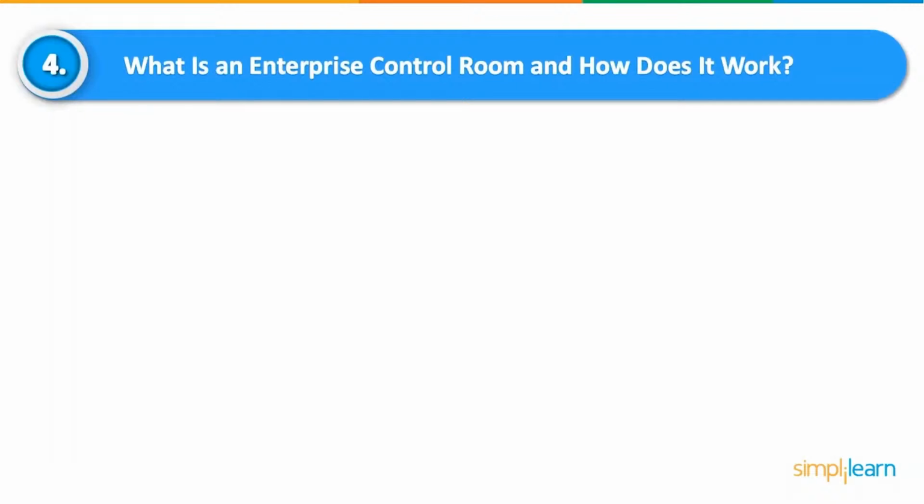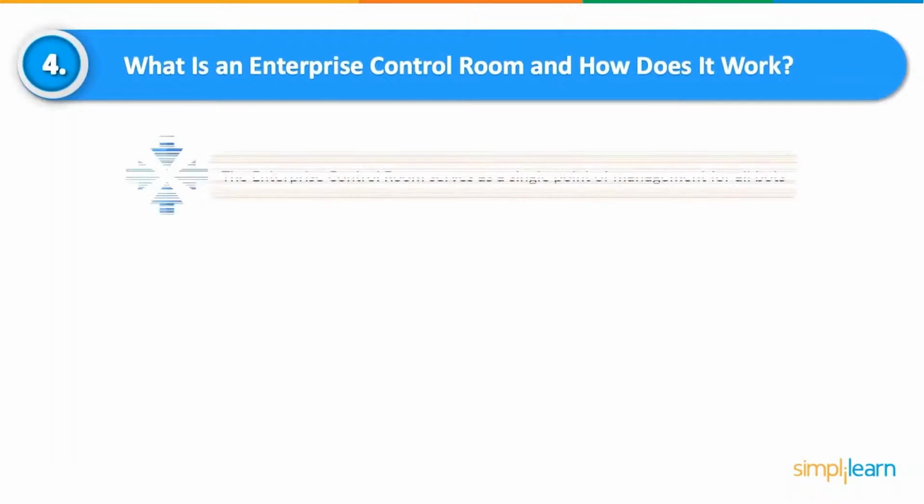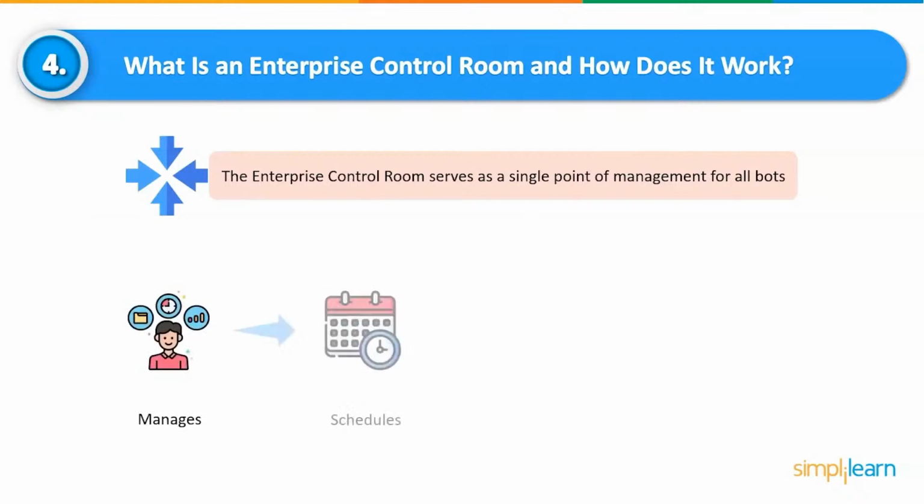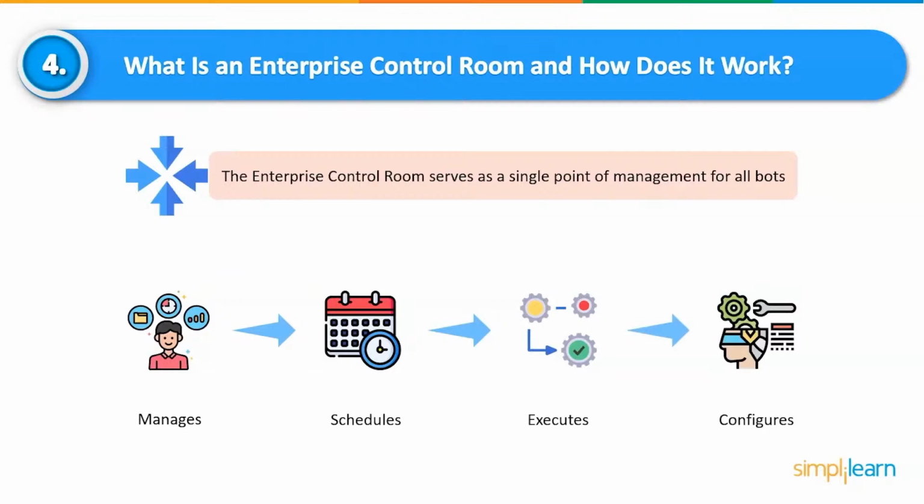What is an enterprise control room and how does it work? The enterprise control room serves as a single point of management for all bots. The enterprise control room manages, schedules, executes, and configures various bots and bot runner capabilities using a collection of specialized web services. The enterprise control room is placed on a server in the data center and configured to work with the other data center components.